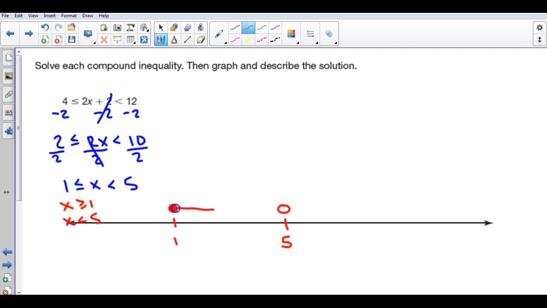So all the numbers greater than or equal to 1 and all the numbers that are less than 5. So your solution would be anything between those two. So x is greater than or equal to 1 and x is less than 5. I'm really emphasizing the fact that this is an "and" compound inequality. Notice both of your arrows would be pointing inwards, so it gives you a giant solution in the middle of this. When we see an "or", it's going to be pointed in the opposite direction.